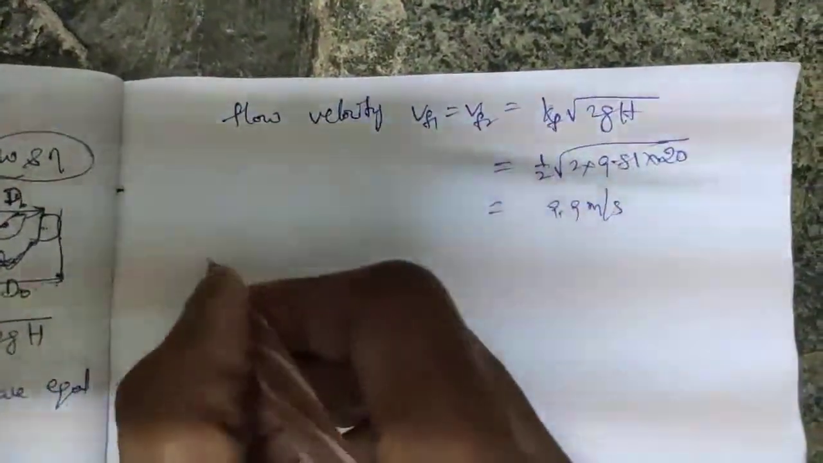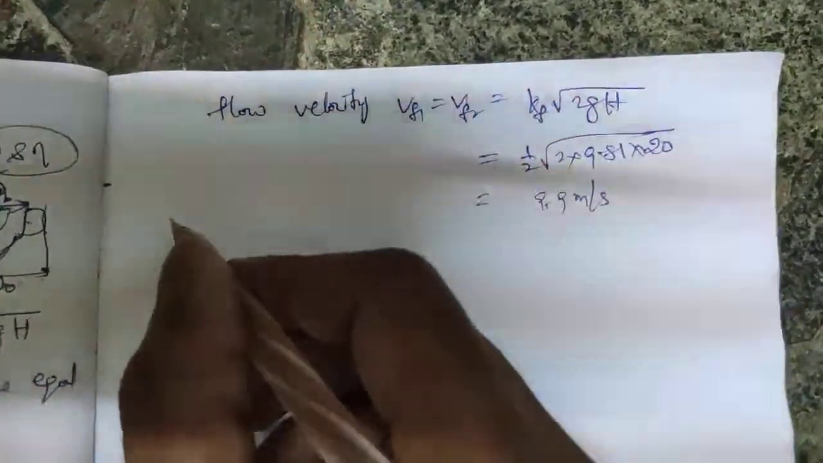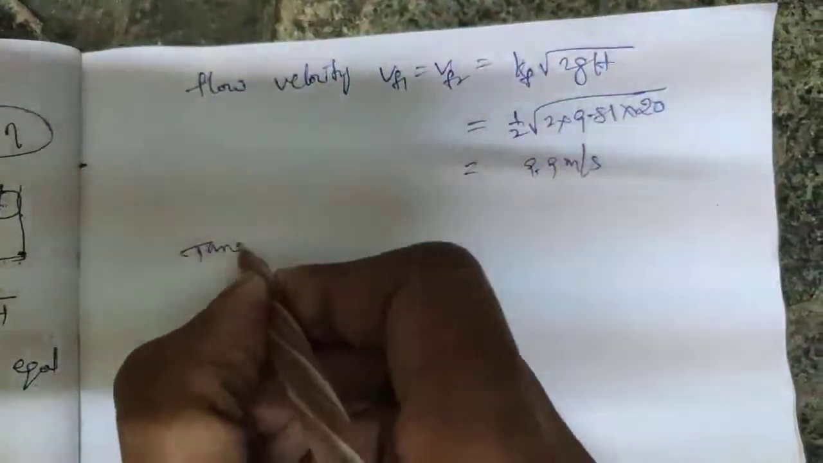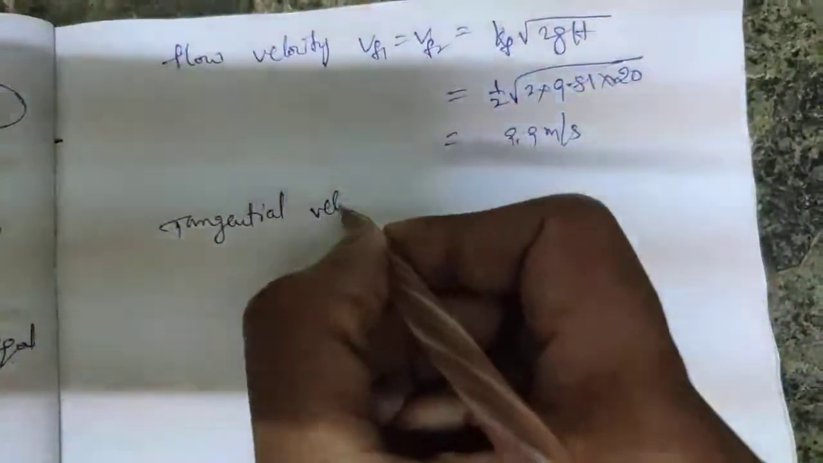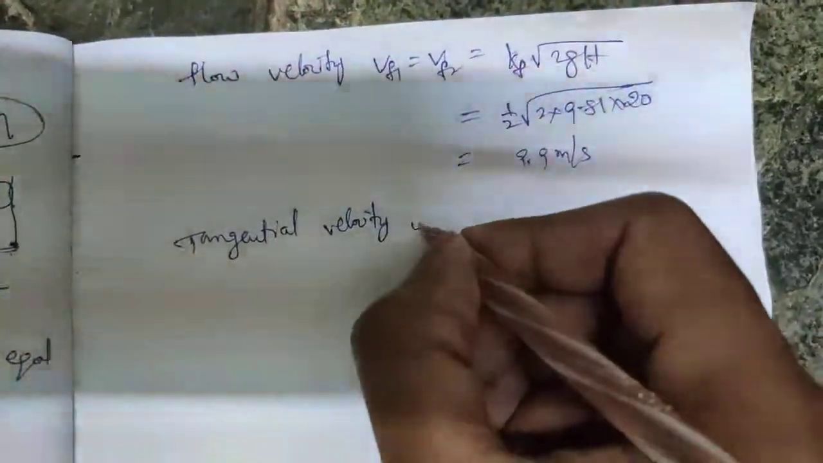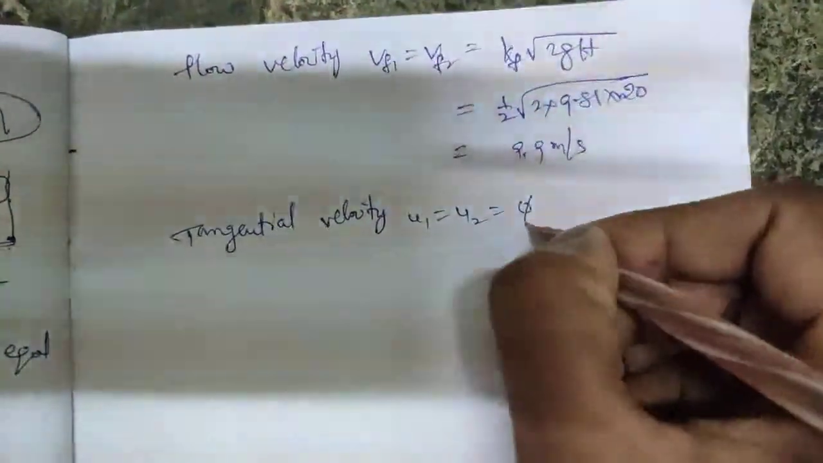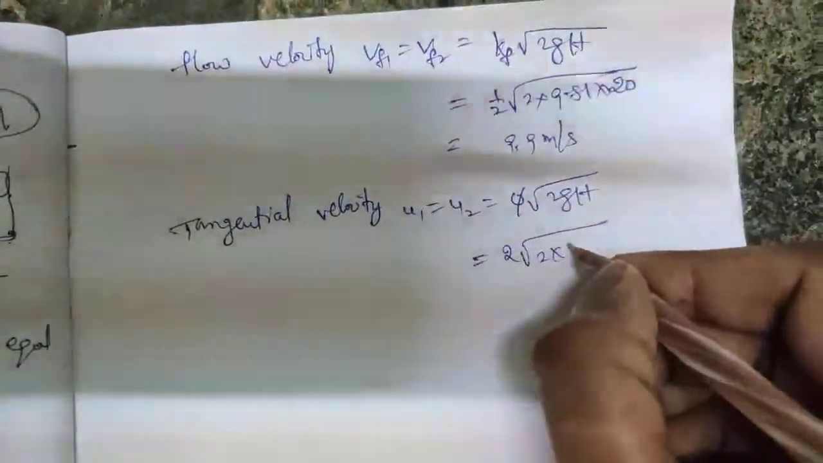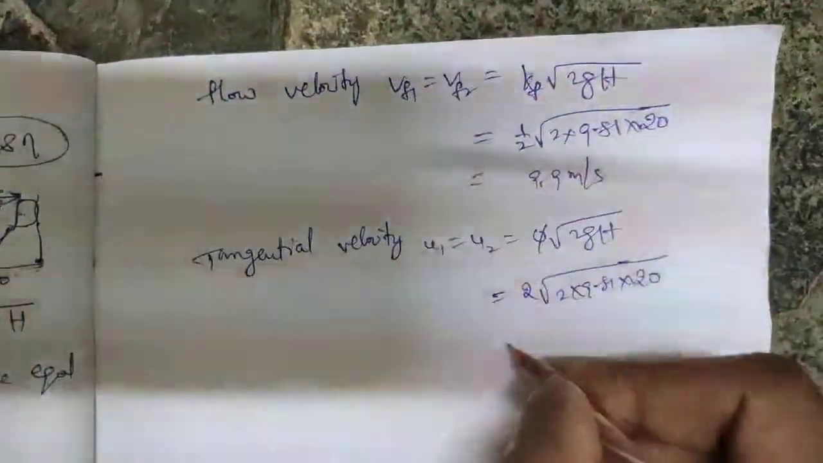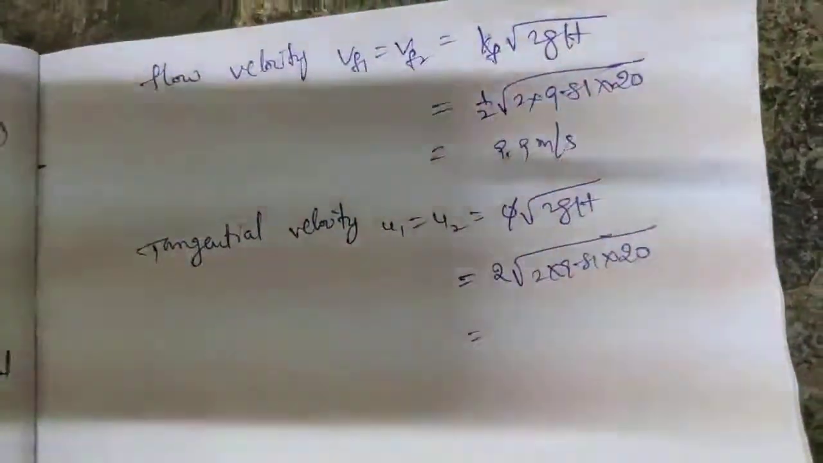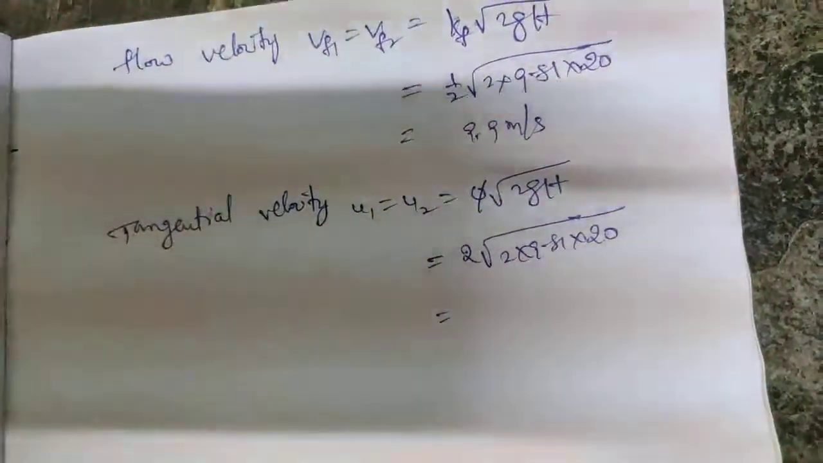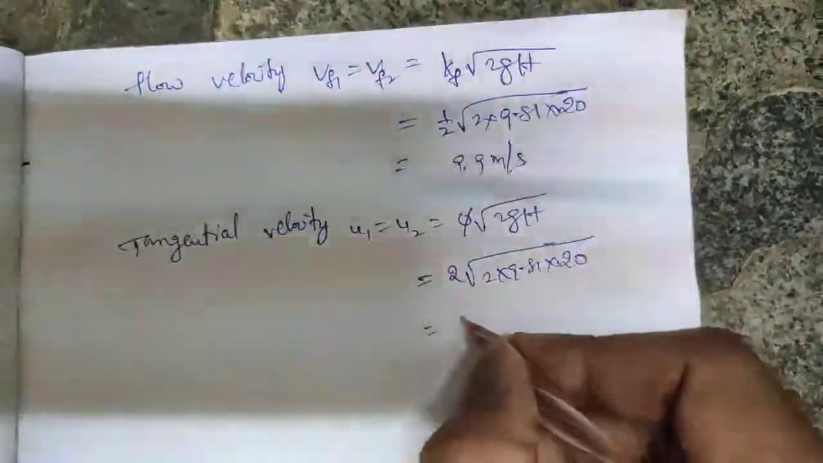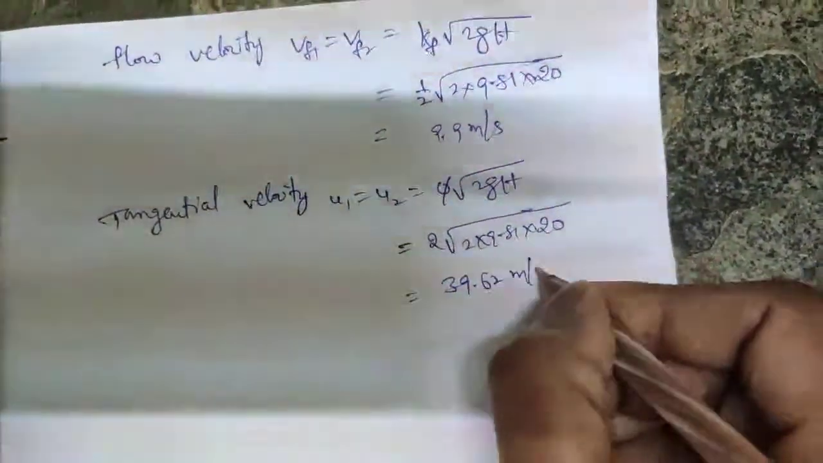And the next thing, from the speed ratio we obtain tangential velocity or peripheral velocity, that is u1 equal to u2 equal to phi root 2gh. So phi value 2, and root 2 into 9.81 into head 20 meters. By solving this we got 39.62 meter per second.